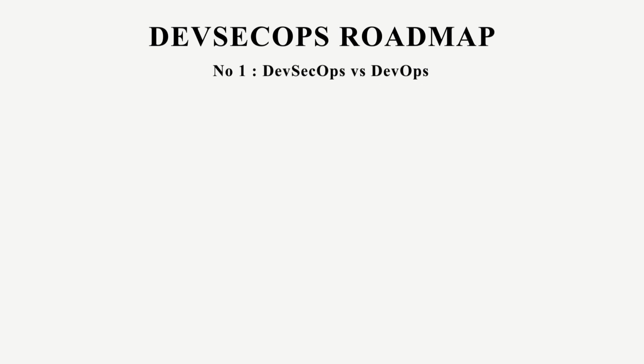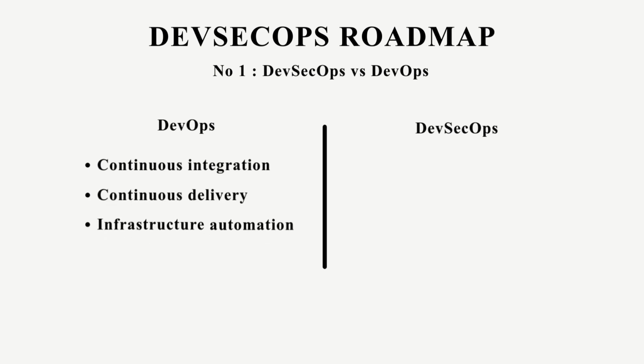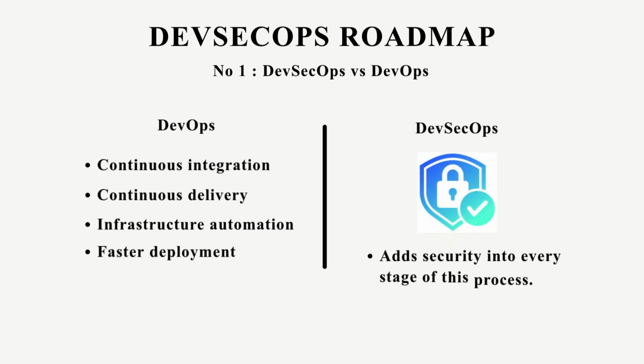Number 1, DevSecOps vs DevOps. Before we go deeper, we need to understand the difference between DevOps and DevSecOps. DevOps focuses on continuous integration, continuous delivery, infrastructure automation, and faster deployment. DevSecOps adds security into every step of this process. Instead of the security team checking the system at the end, DevSecOps integrates security into development, testing, deployment, and monitoring. This means developers, operations teams, and security teams work together from the beginning. So, security becomes everyone's responsibility.